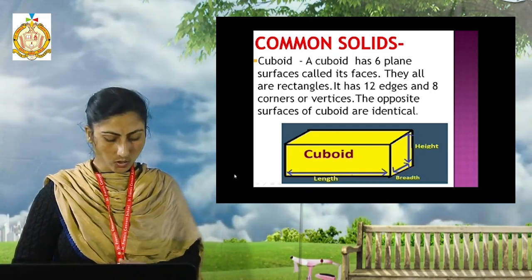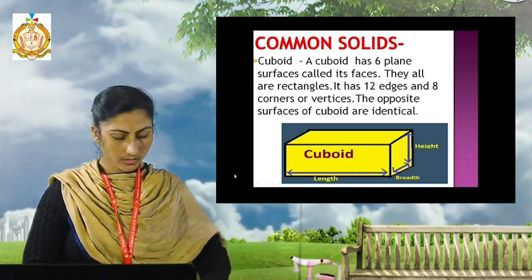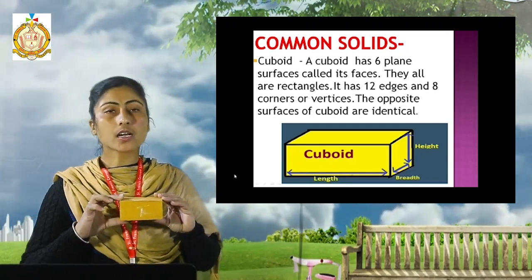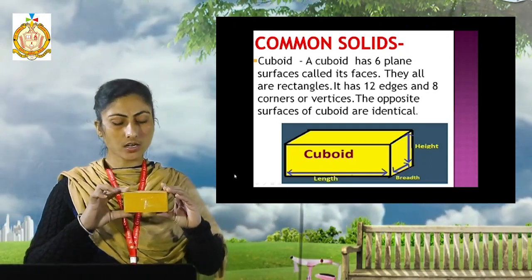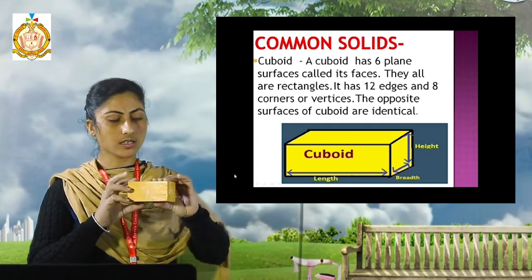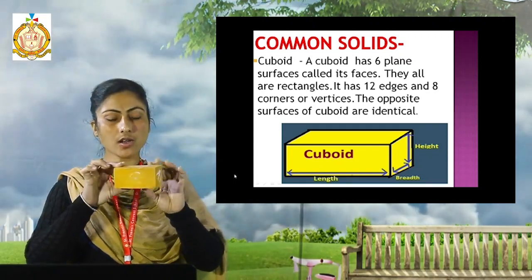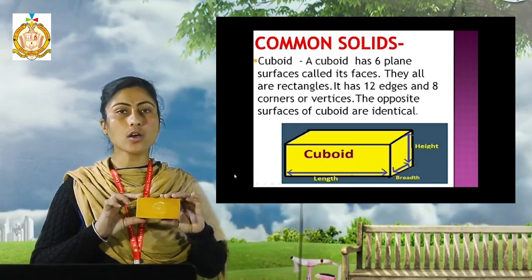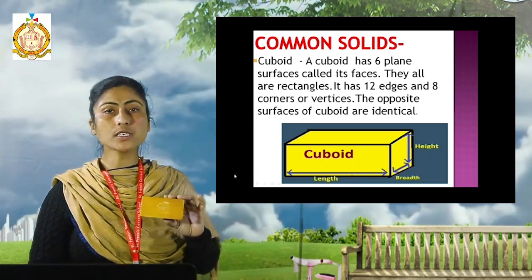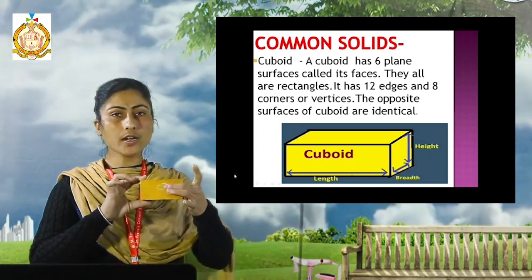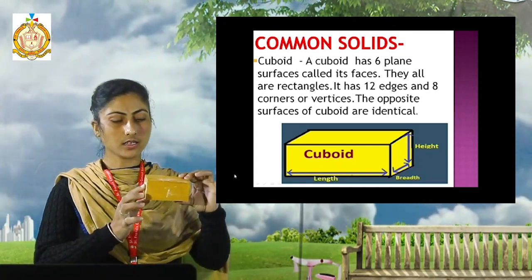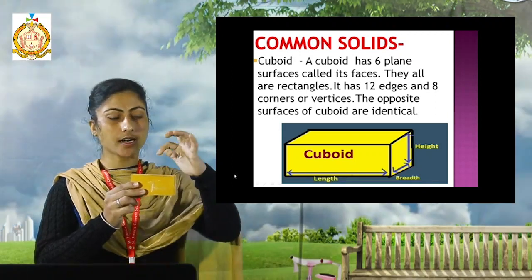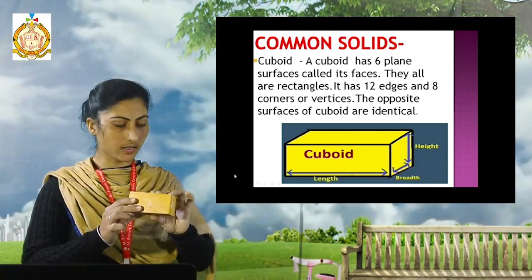The first common solid is cuboid. Cuboid has 6 plane surfaces called its faces. They all are rectangles. It has 12 edges and 8 corners or vertices. The opposite surfaces of cuboid are identical. This one and this one are identical, this one and this one identical, and upper one and lower one identical.